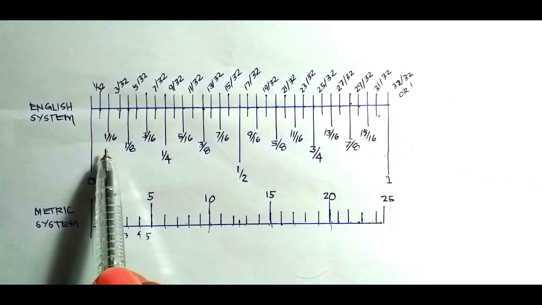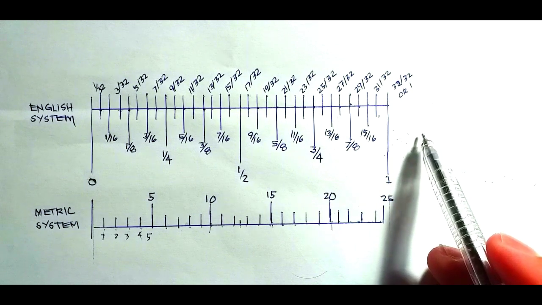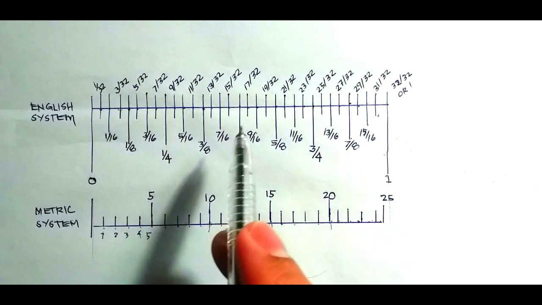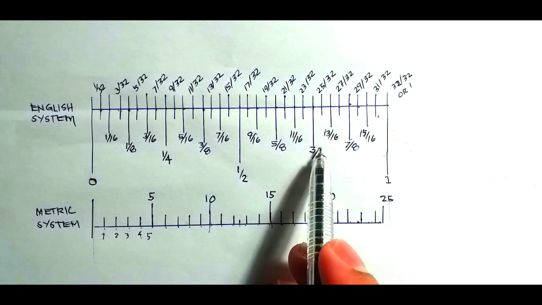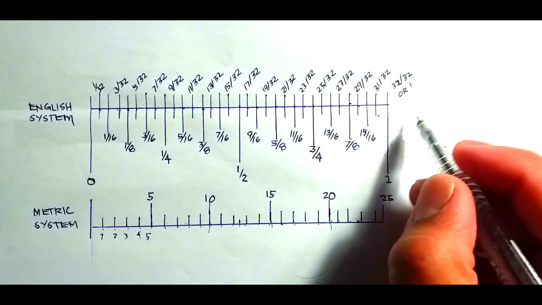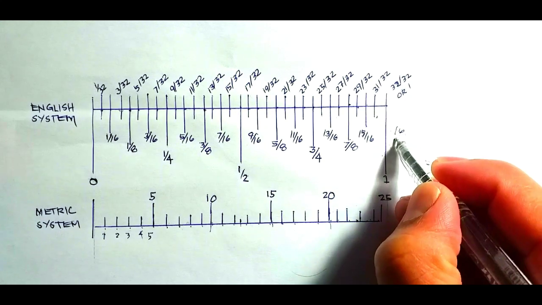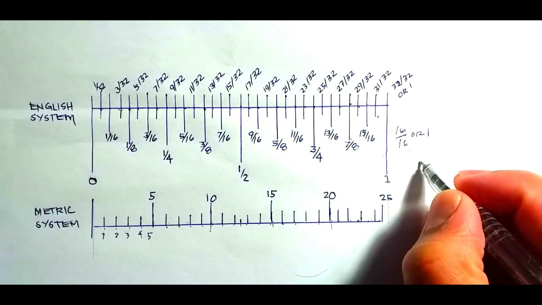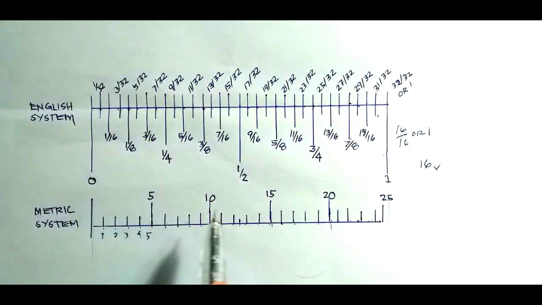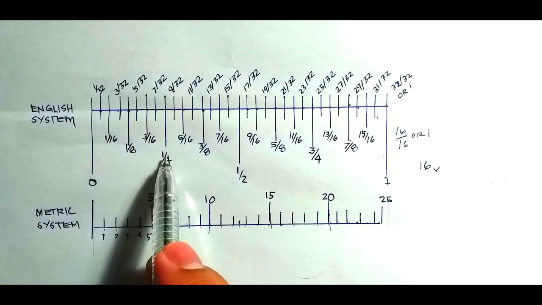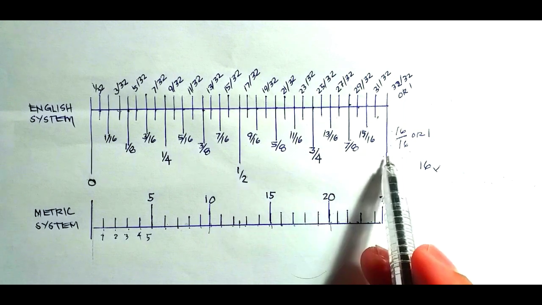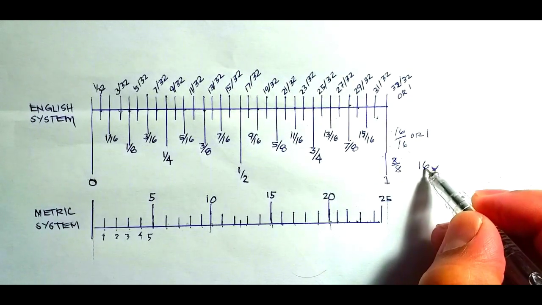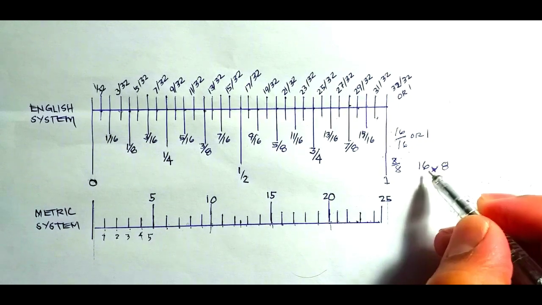So first, to get the ratio, just count how many sixteenths and how many eighths. Then just start here: 1, 2, 3, 4, 5, 6, 7, 8, 9, 10, 11, 12, 13, 14, 15, 16. 1 is equivalent to 16 over 16 or 1 inch. Then we get the eighths: 1, 2, 3, 4, 5, 6, 7, 8. So 1 inch is also 8 eighths. So we have 16 sixteenths and 8 eighths.